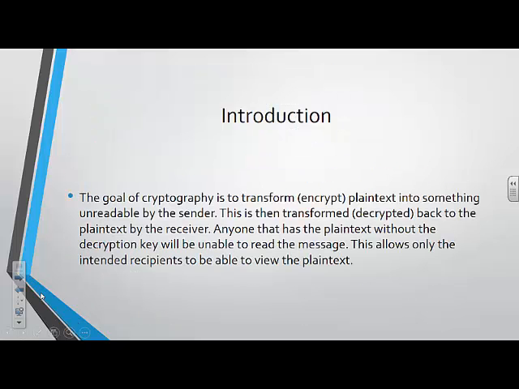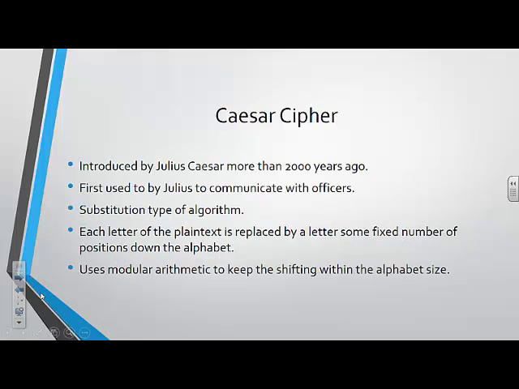So an introduction, the goal of cryptography is to transform or encrypt plaintext into something unreadable by the sender. This is then transformed or decrypted back to the plaintext by the receiver. Anyone that has the ciphertext without the decryption key will be unable to read the message. This allows only the intended recipients to be able to view the plaintext.